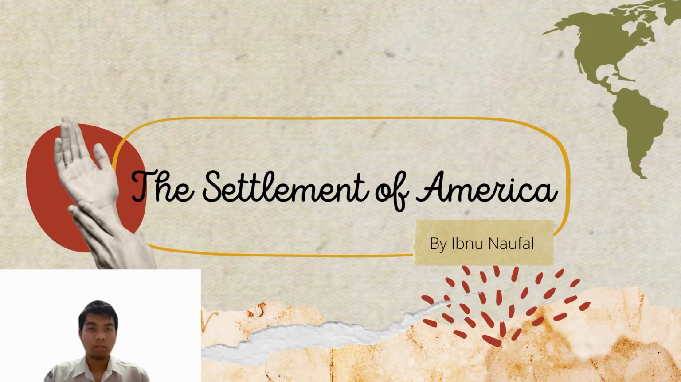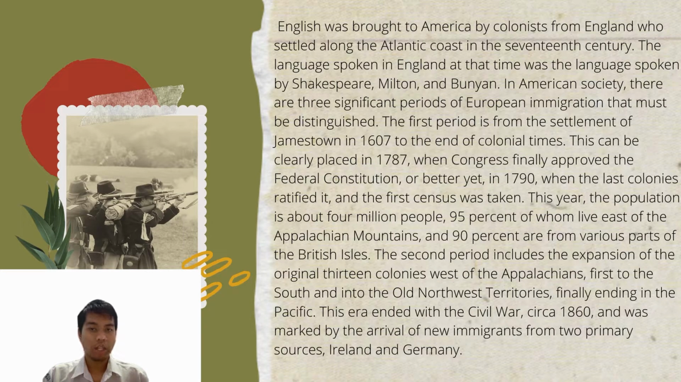The settlement of America. English was brought to America by colonists from England who settled along the Atlantic coast in the 17th century. The language spoken in England at that time was the language spoken by Shakespeare, Milton, and Bunyan. In American society, there are three significant periods of European immigration that must be distinguished. The first period is from the settlement of Jamestown in 1607 to the end of colonial times. This can be clearly placed in 1787, when Congress finally approved the federal constitution, or better yet, in 1790, when the last colonies ratified it, and the first census was taken.